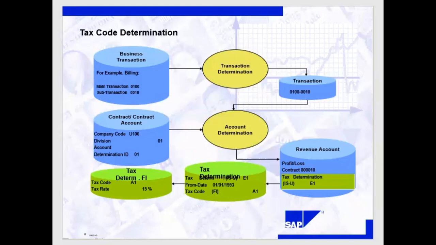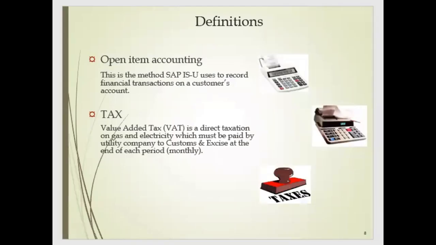No? So if we go to the definition, how we define taxation. The definition of taxation comes from the open items. So now, what is the open item? The open item is the amount which needs to be paid or which we need to collect. Okay, so this is the method SAP ISU uses to record the financial transaction on a customer's account. So each customer has their own open items.